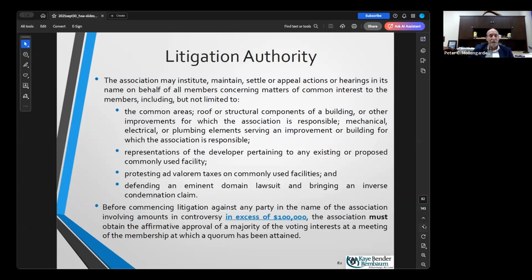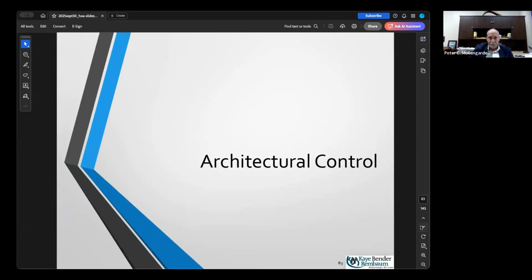And I've had to do that. I had an association that was suing an insurance company for more than 100,000. Had to get the approval from the owners first because the matter in controversy was more than 100,000.